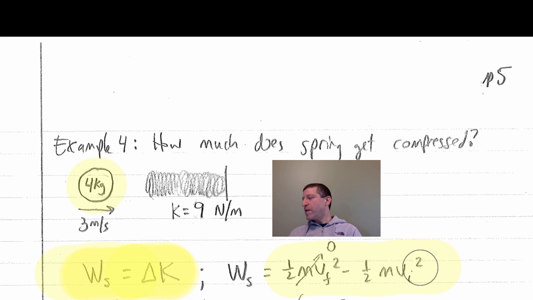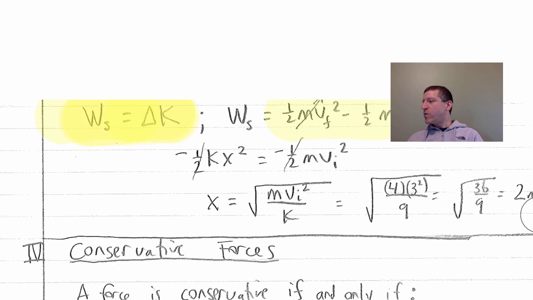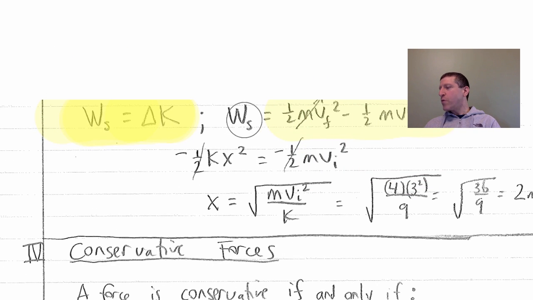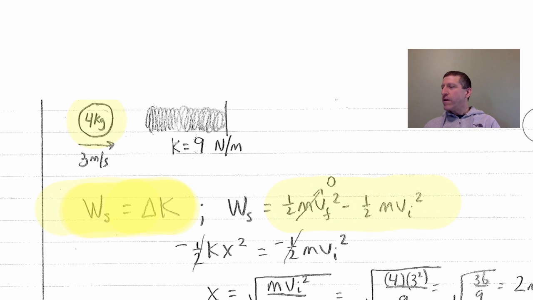So I get the work done by the spring is -1/2 m v initial squared. And that is going to give me this. So I'm substituting for the work done by the spring -1/2 k x squared. Why negative? How do I know that this work done by the spring is going to be negative? You've got to look at your diagram, figure out what's going on. We know that while the spring's being compressed, the force of the spring is going to be this way. That's the force of the spring. The displacement is going to be to the right.